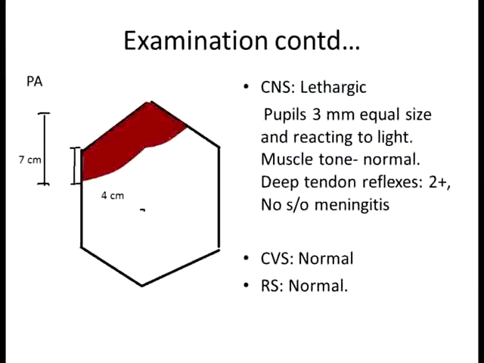On examination, he had a 4 centimeter soft liver. The span was 7 centimeter. The spleen was not palpable. There was no ascites. On CNS examination he was lethargic. Pupils were normal size. Muscle tone was normal. DTRs were normal, and there were no signs of meningitis. Rest of the systemic examination was normal. We will stop here. First, I will ask the audience and then our learned panelists.